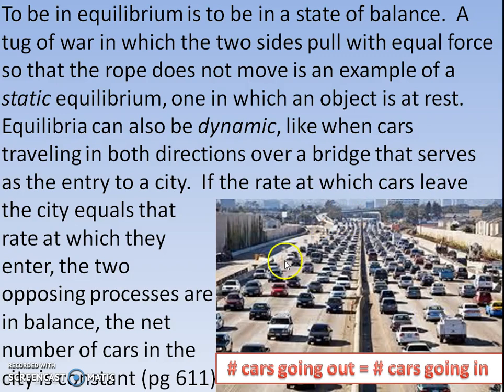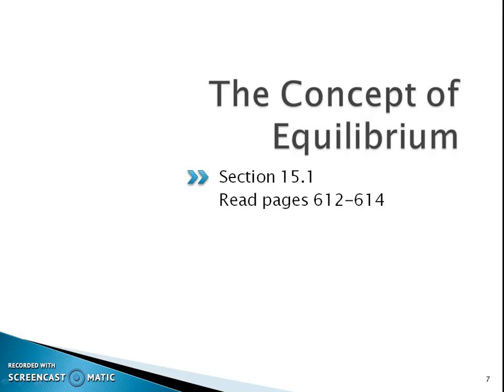So if we look at this picture quickly, here's our city in the background, cars going in, cars coming out. If 5 cars are constantly going in at the same rate that 5 cars are coming out of the city, the amount of cars in the city would remain constant. That's considered a dynamic equilibrium.